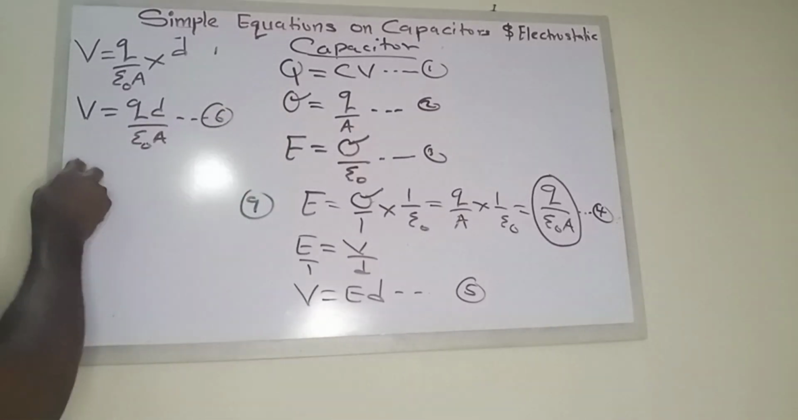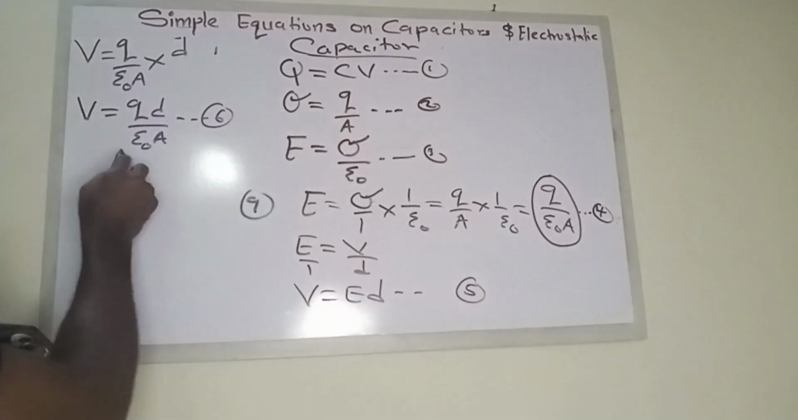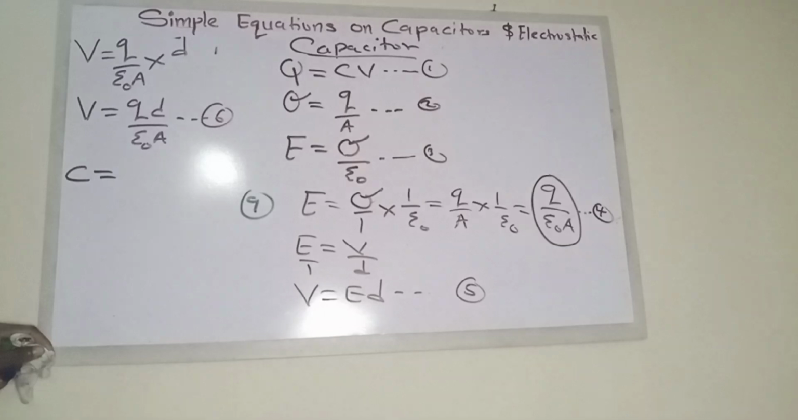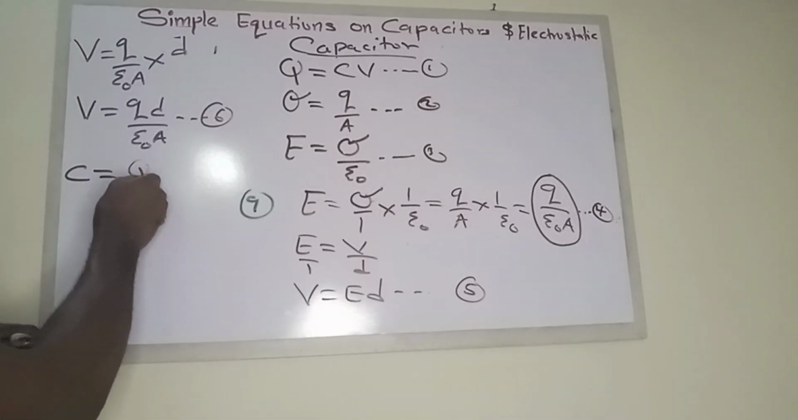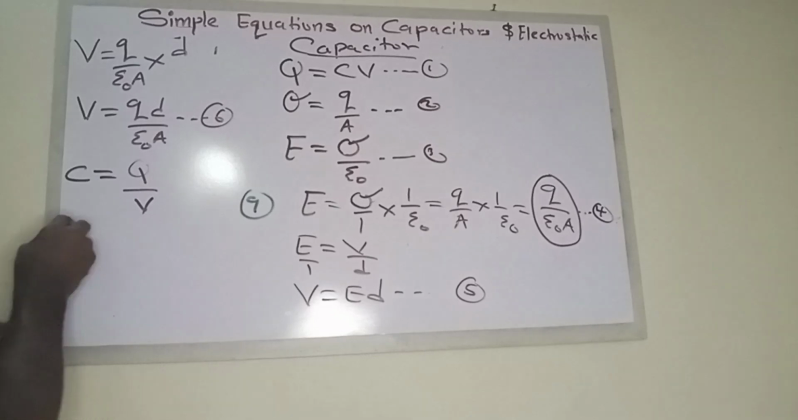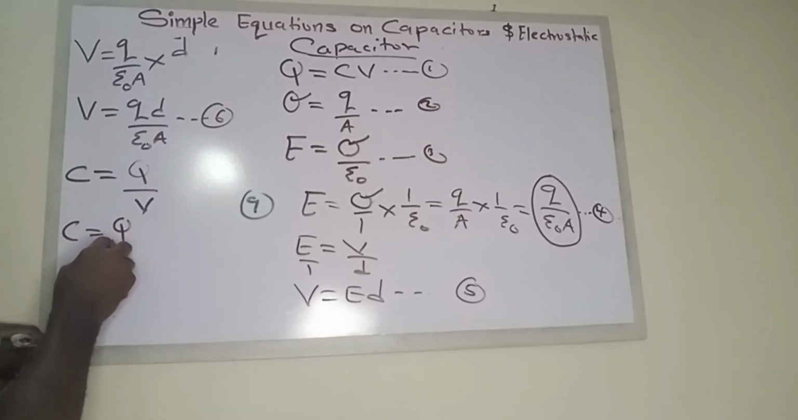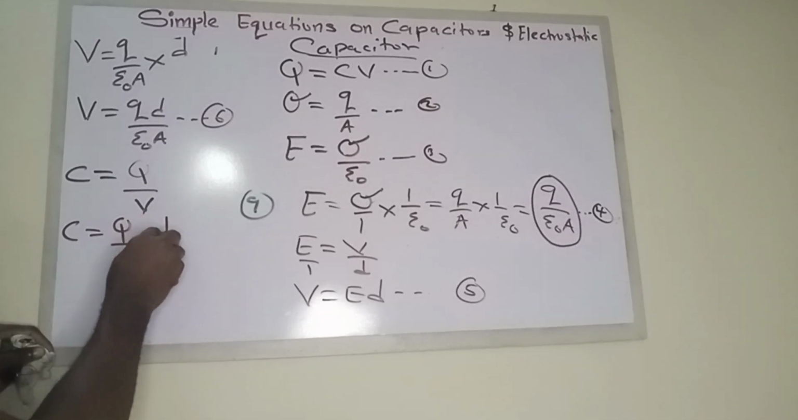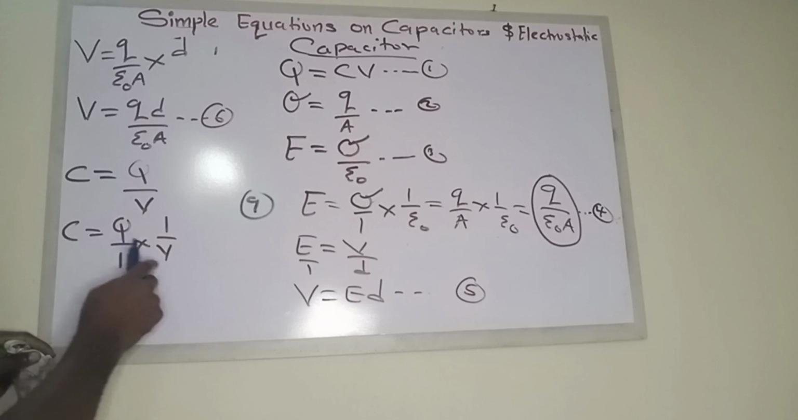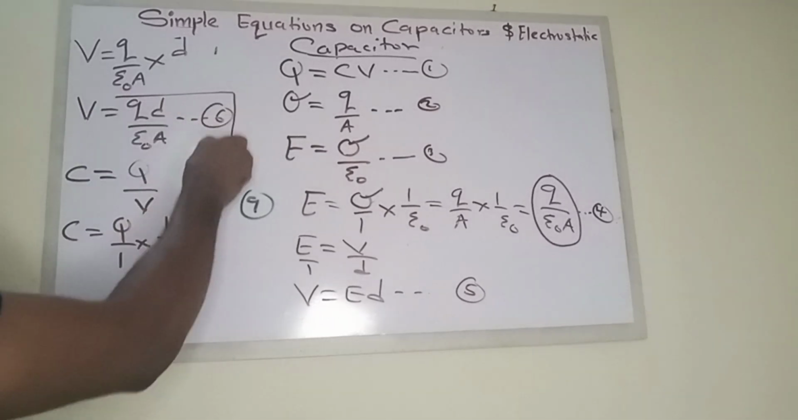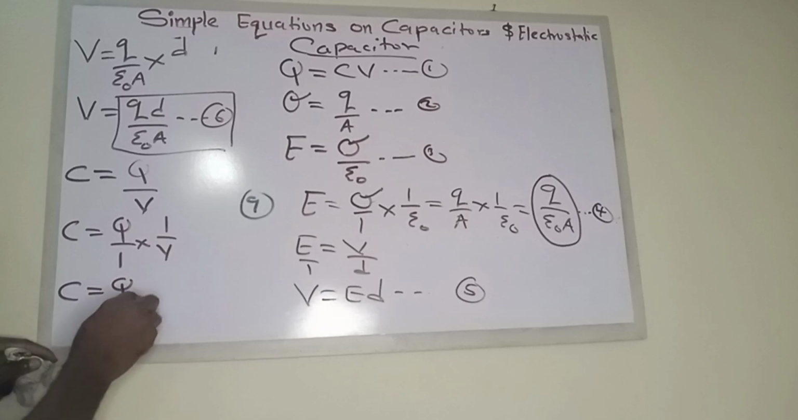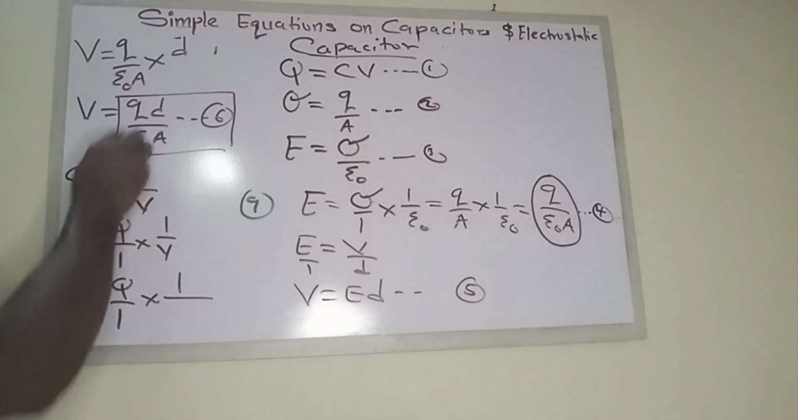Let's substitute equation 6 into equation 1, because we have something common here. Making C the subject of the formula, we divide both sides by V, and we have C equal to Q over V. Let's split it the same way: C is equal to Q over 1 multiplied by 1 over V. Wherever we see our V, we are going to substitute it with equation 6. So C is equal to Q over 1 multiplied by 1 over all of this.